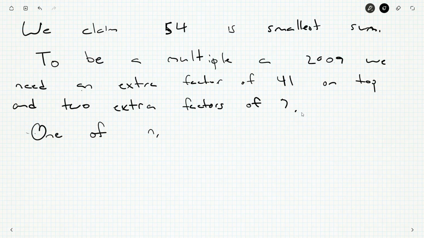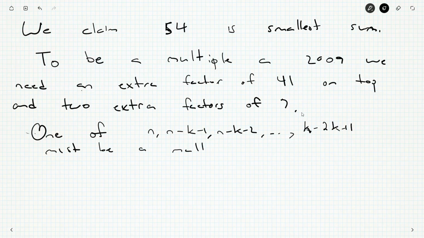So 1 of n minus k minus 1, n minus k minus 2. I mean, the 41 at least is nice because it's all together. The 7s could be spread out, and that's what I just realized. N minus 2k plus 1 must be a multiple of 41. I think it's pretty safe to say that it has to actually be 41.